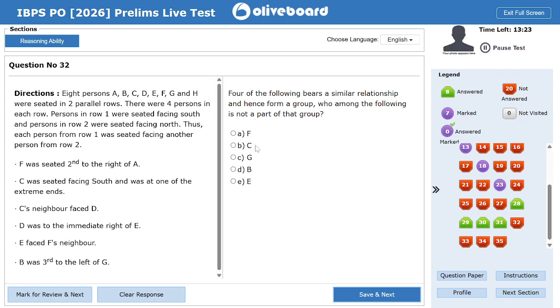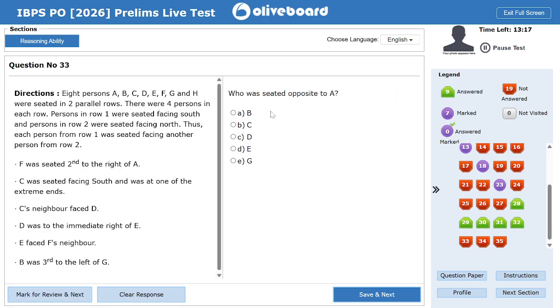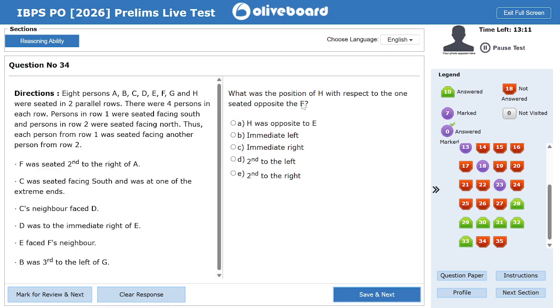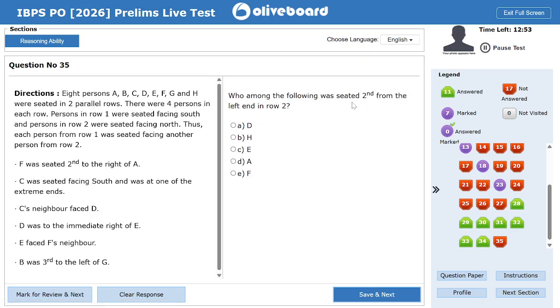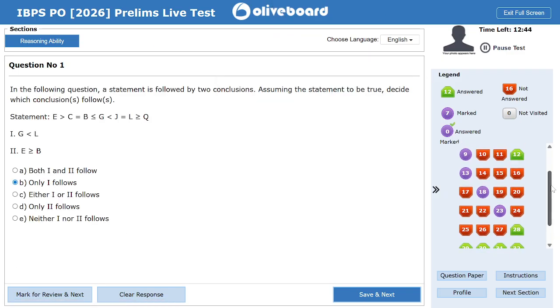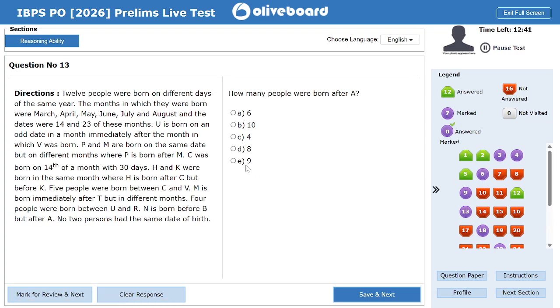नेक्स्ट, FCGB. ओके. एक्सट्रीम पर E नहीं है. सीटेड ऑपोजिट टू A, D है. What is the position of A with respect to the one seated opposite to E? Opposite to E, H was opposite to E. Who among the following was seated second from the left hand in row 2? E होगा. हो गया. उसके बाद ये कर लेता हूँ.